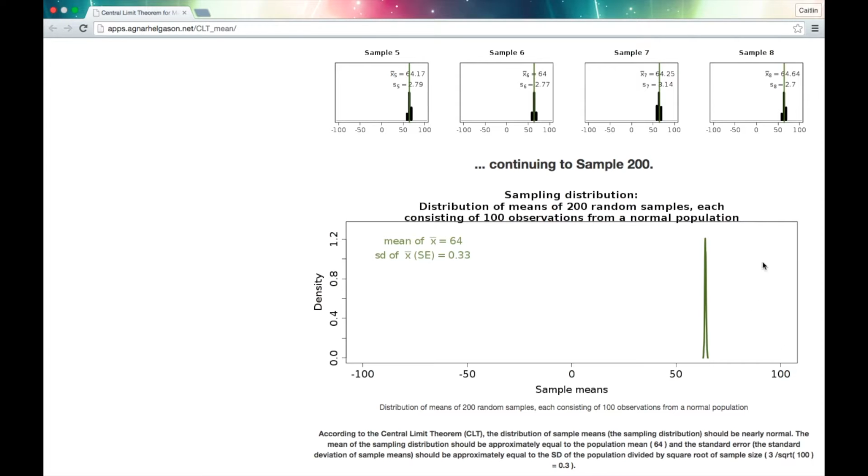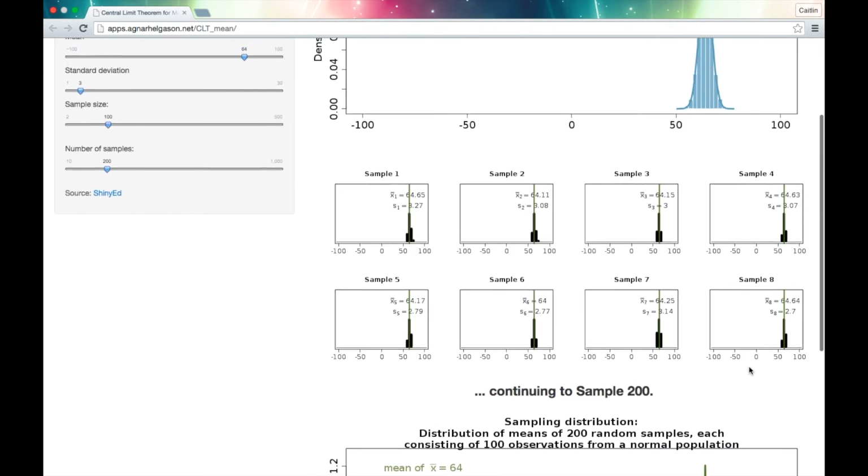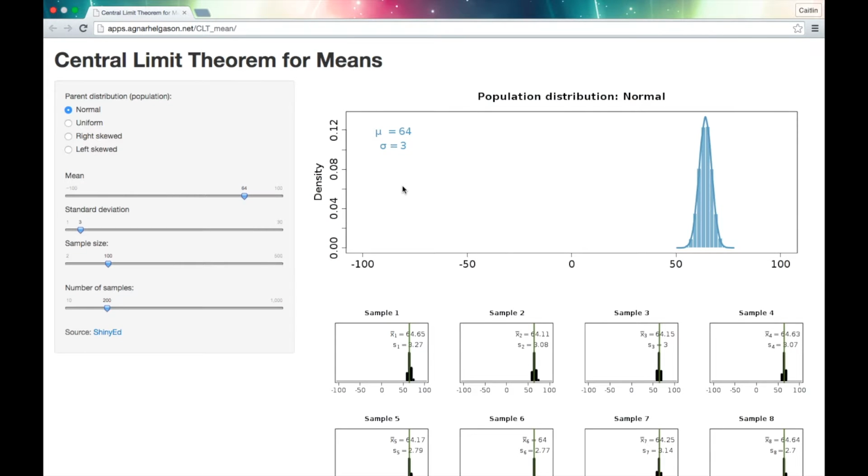What this demonstrates is that when we sample over and over and over again from this population, the distribution of the means of all of those samples is going to be normal. A cool thing about the central limit theorem is that it doesn't matter what the underlying distribution is. The fact that the distribution of sample means will end up being normal is regardless of the shape of the distribution that those means are drawn from.